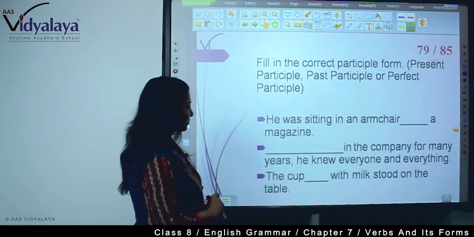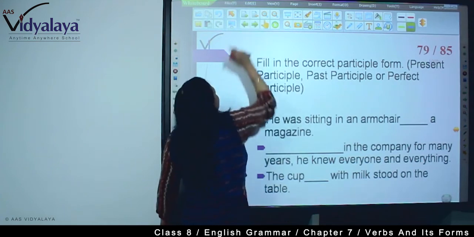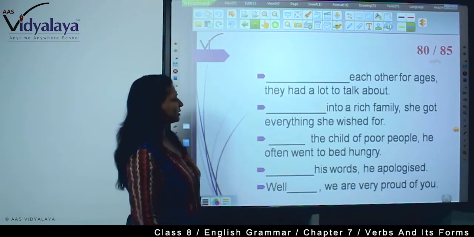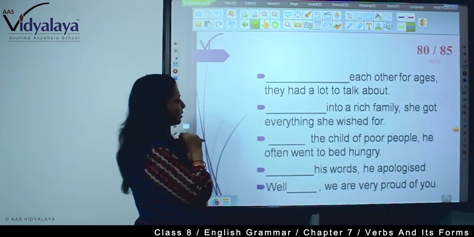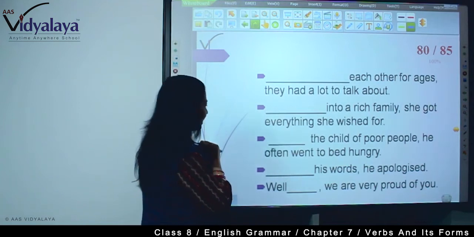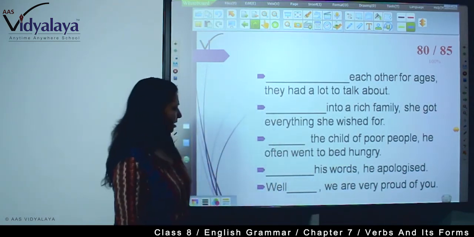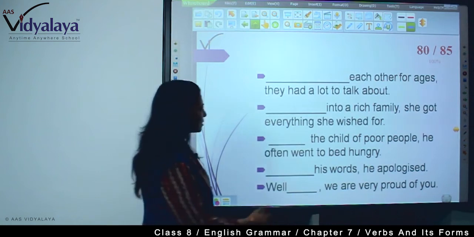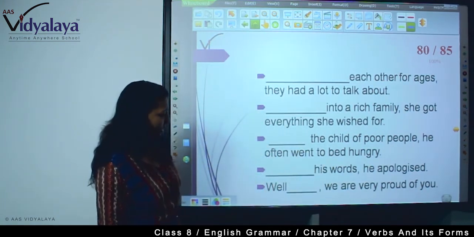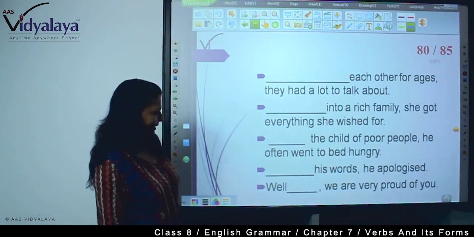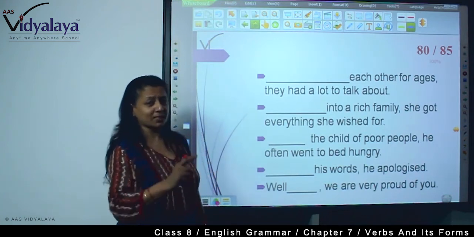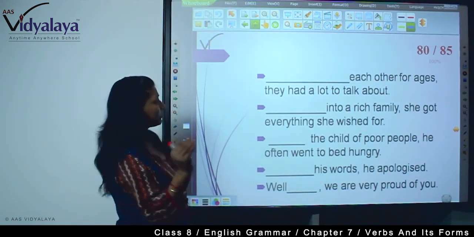The cup dash with milk stood on the table. Dash each other for ages. They had a lot to talk about. Dash into a rich family. She got everything she wished for. Dash the child of poor people. He often went to bed hungry. It will be, he often went to bed hungry. Now, dash his words, he apologized. Well, dash, we are very proud of you. So, you can fill anything that you want, but it must be present participle, past participle, perfect past participle.